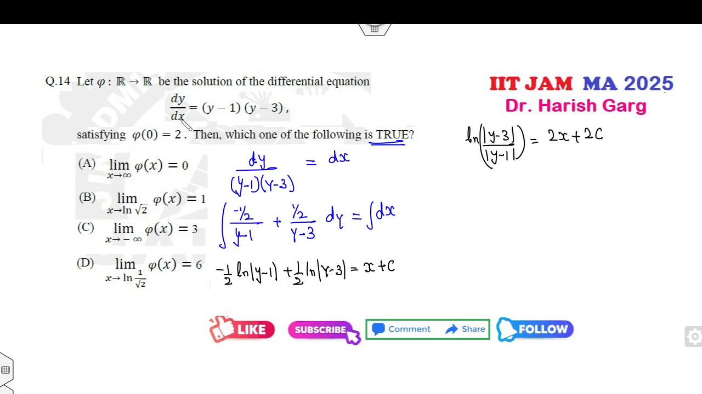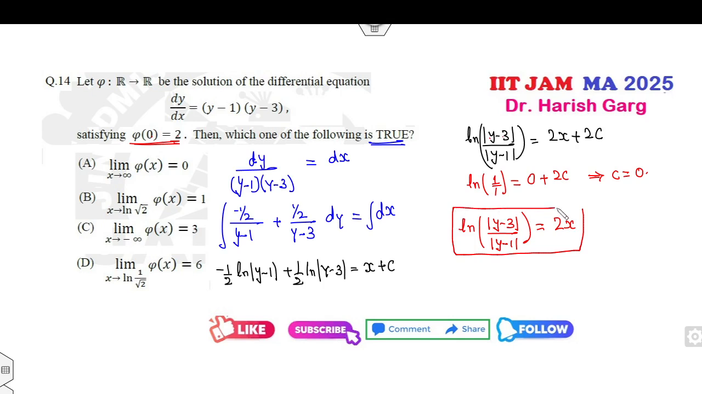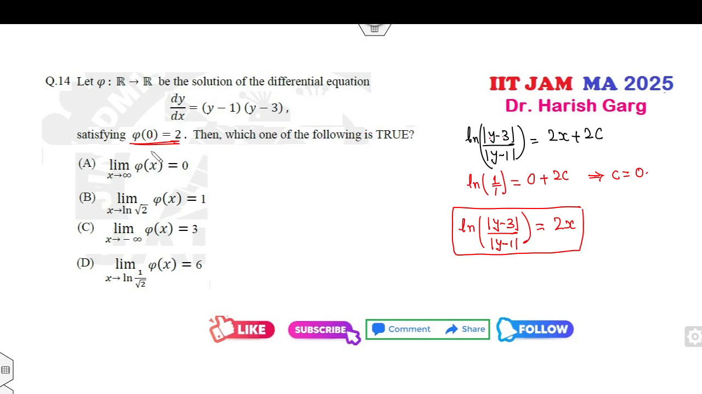Now can you find the value of c? Phi of 0 is 2. So that means when x is 0, y is equal to 2. So 2 minus 3, the mod is 1. This is 1, 0 plus 2c. That will give you c is 0. Fine. So my final solution becomes ln of (y minus 3) divided by (y minus 1), which comes to be 2x.